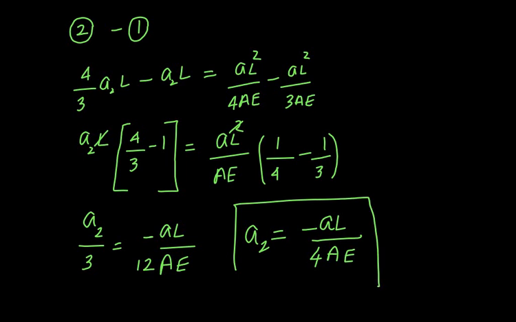I got the value of a2. All I need to do now is to find the value of a1. You know where we are heading. In order to find a1, you just go ahead and substitute the value of a2 either in equation number 2 or in equation number 1. I will just substitute the value of a2 in equation number 1. So what is equation number 1? It is a1 plus a2 l is equal to A l squared over 3a. So I'm going to substitute a2 as minus A l divided by 4a into l, so that becomes l squared. That is equal to A l squared divided by 3a.